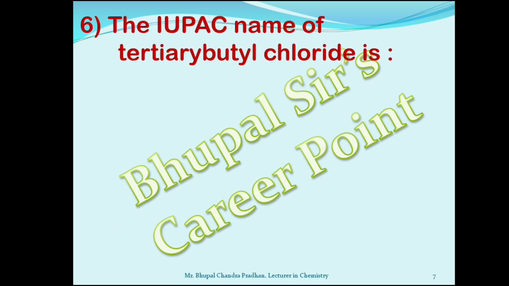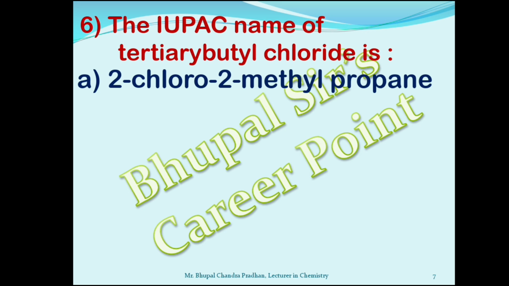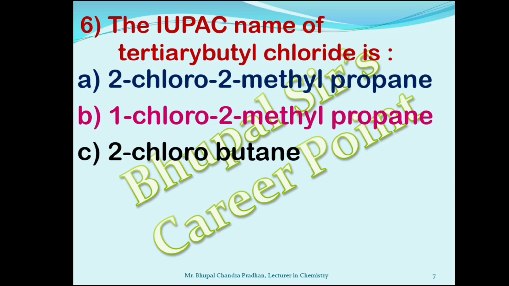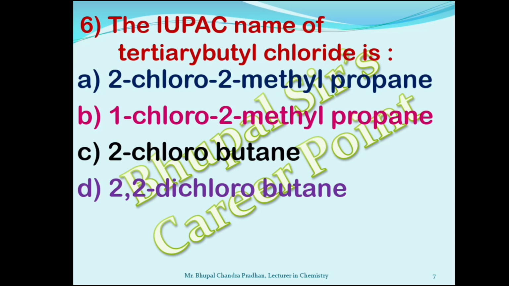The IUPAC name of tertiary butyl chloride. Option A, 2-chloro 2-methyl propane; option B, 1-chloro 2-methyl propane; option C, 2-chlorobutane; option D, 2,2-dichloropropane. The students try to give the answer. Which will be the correct answer?